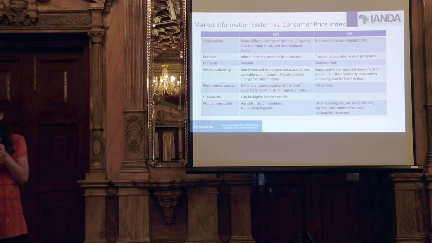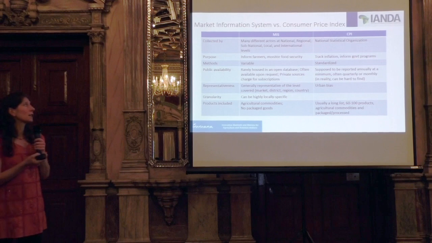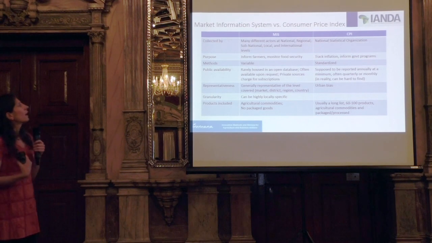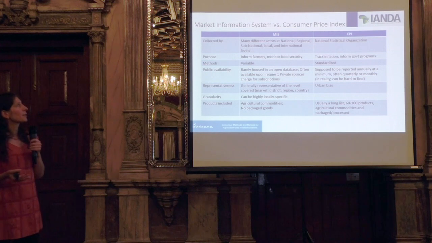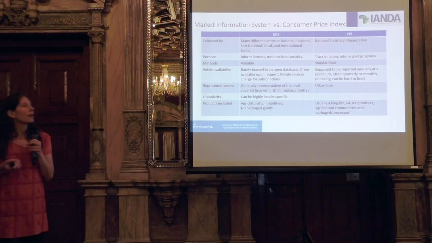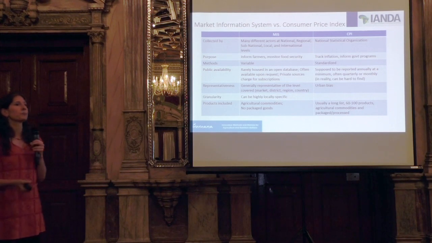The purpose of market information systems is mainly to inform farmers or to monitor food security. And for the CPI, it's to track inflation and inform government programs. The methods on the ag side are variable. And for the CPI, it's standardized, or at least it's supposed to be standardized. There's a UN guide for exactly how to collect the CPI.